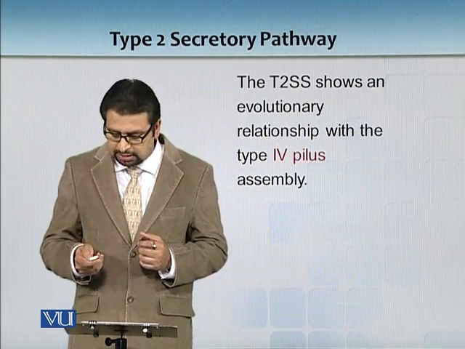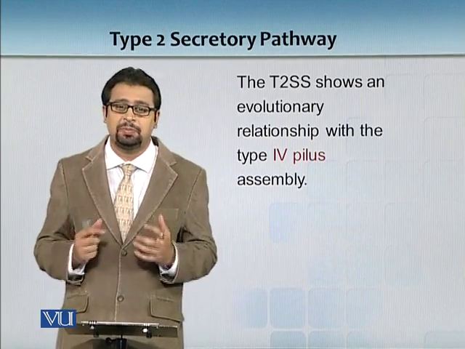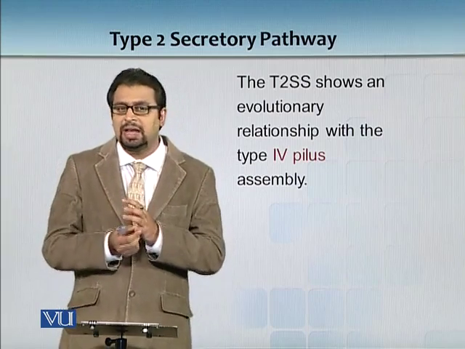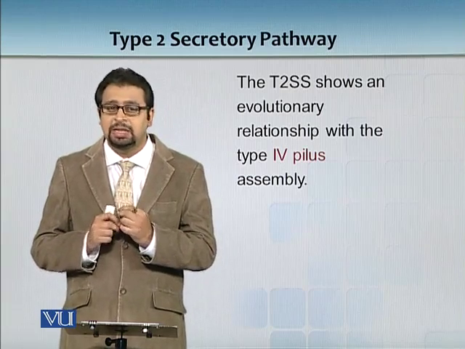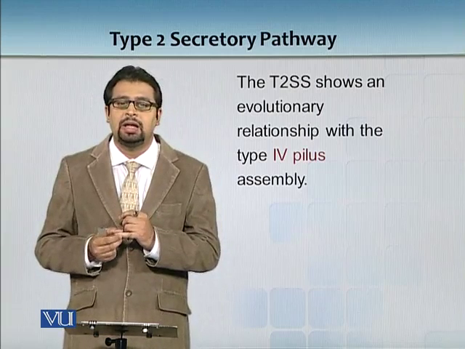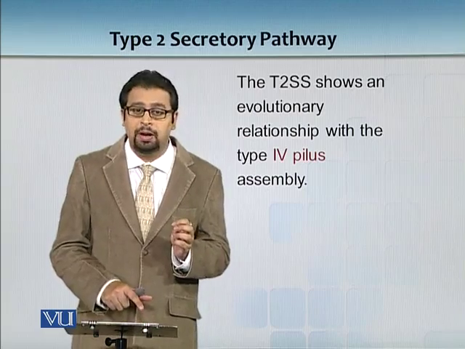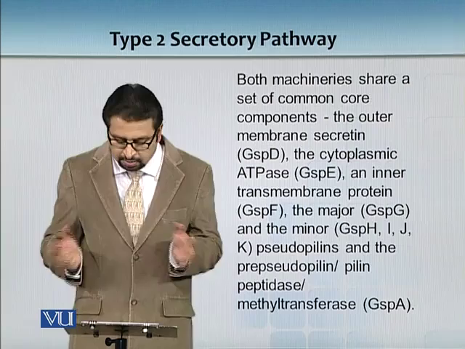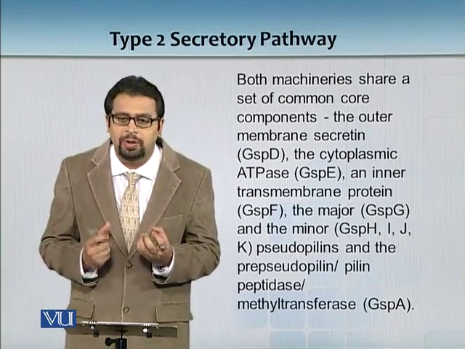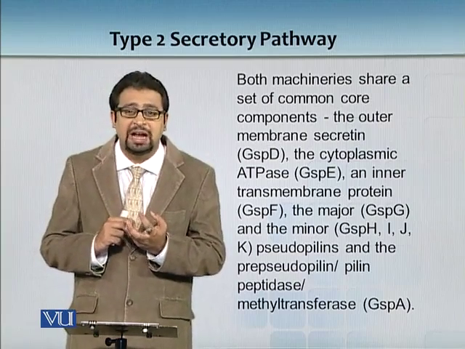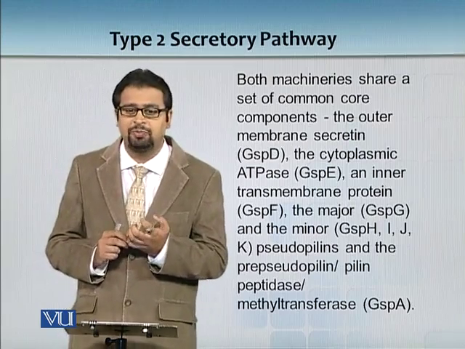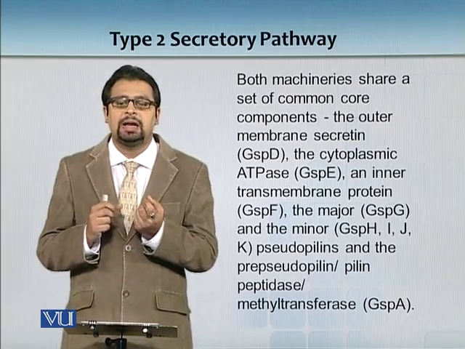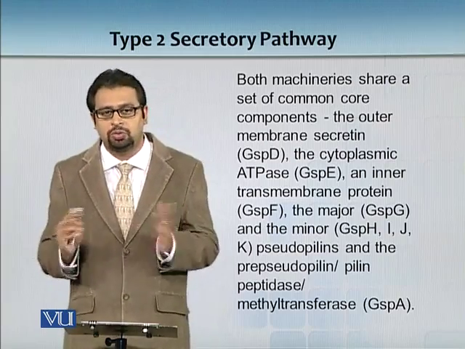The type 2 system basically shows evolutionary relationship with type 4 pili assembly. In biochemistry and in biotechnology, we very often try to see where proteins have evolved from and what the functional relationships are. Sometimes it helps us decipher mechanisms in more detail, and we end up understanding them in a better way. If I compare them with type 4 pili, which is present in bacteria, both machineries share a set of common core components. They both have outer membrane secretin. They both have cytoplasmic ATPases, because obviously every system has to rely on energy. They have an inner transmembrane protein. They have the major and the minor pseudopilins, and they have a pseudopilin peptidase, also known as methyltransferase.